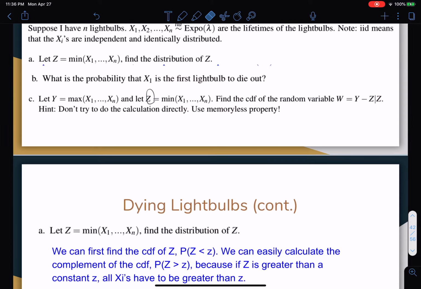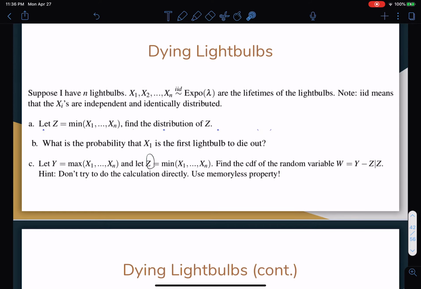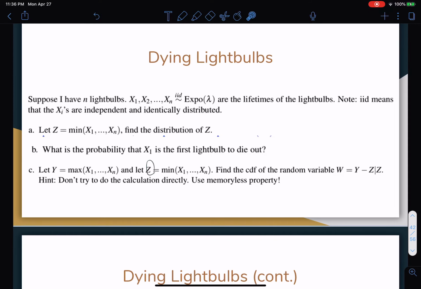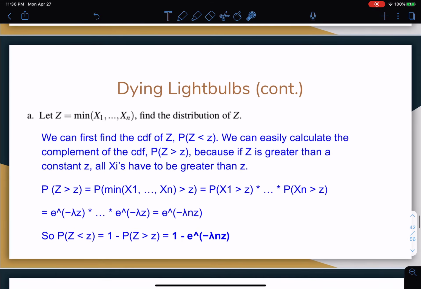Okay, part A. So here's what I'm going to do for this section. Their solutions are already written, and I think they're pre-written pretty nicely. So I'll be walking you through the intuition for why we do things. So in this first section, we have, let Z be equal to the minimum of x1 to xn, find the distribution of Z.